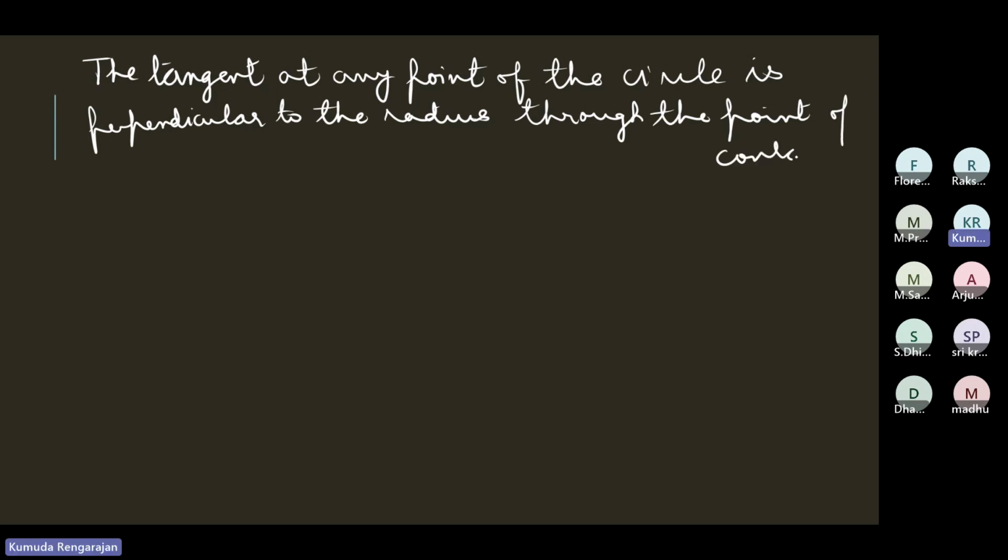So you need to memorize the statement, understand and memorize the statement. The tangent at any point of the circle, tangent means where to draw the tangent at any point of the circle. The tangent at any point of the circle is perpendicular to the radius which is drawn through the point of contact.